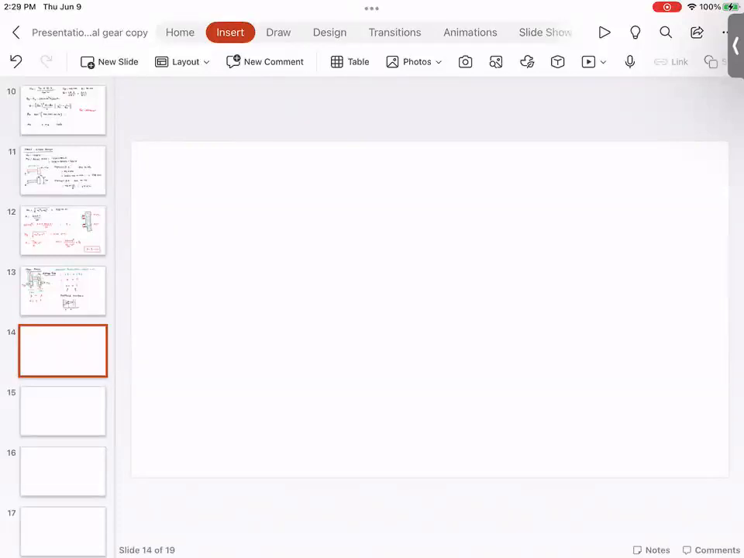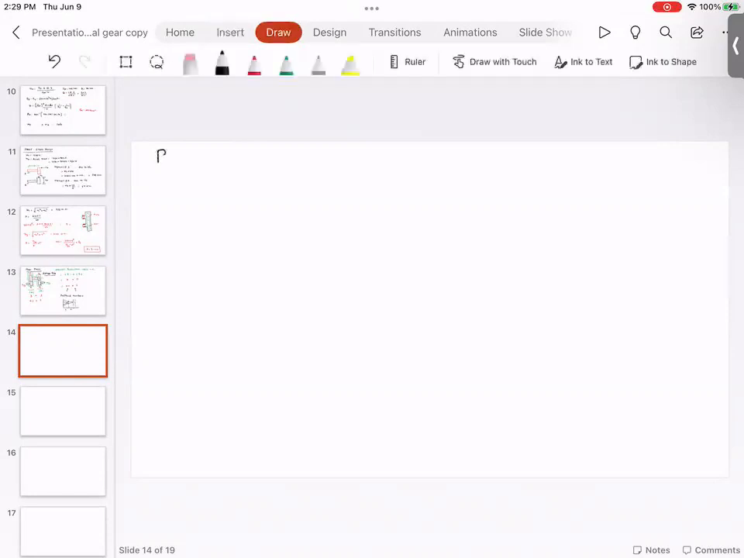So the most important thing in spur and helical gears is the shafts need to be parallel. So bevel gears. Whether you consider a spur gear or a helical gear, the shafts are parallel to each other. In the case of bevel gears, the shafts are perpendicular to each other.